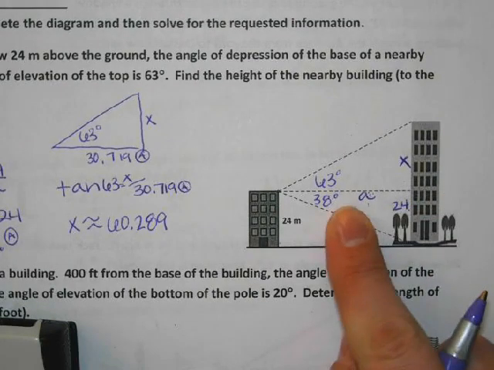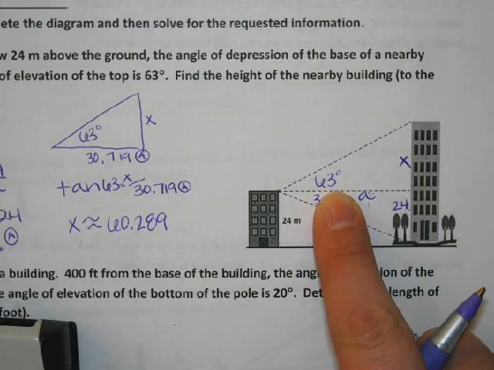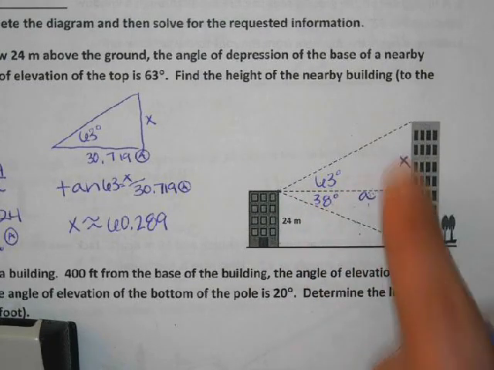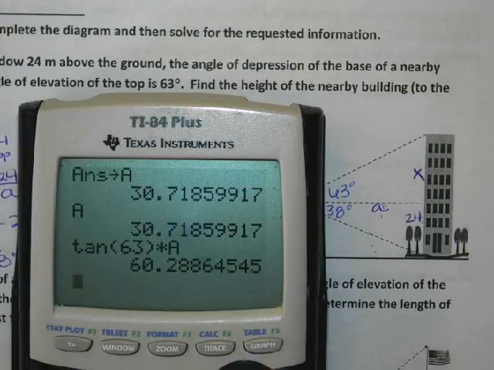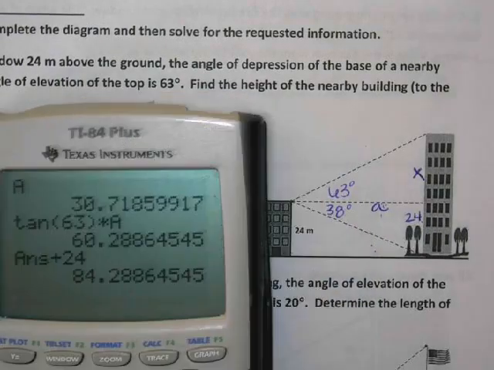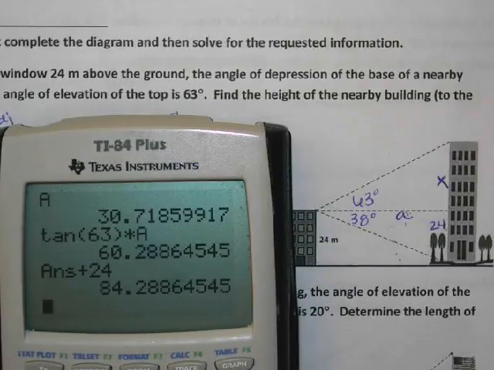Is it A? Because A I called as the middle. So don't add A in that number, add 24 in that number. So 24 plus what we got for X. So I'm going to take this decimal and add 24 to it. So the height of the building is about 84.289 meters.